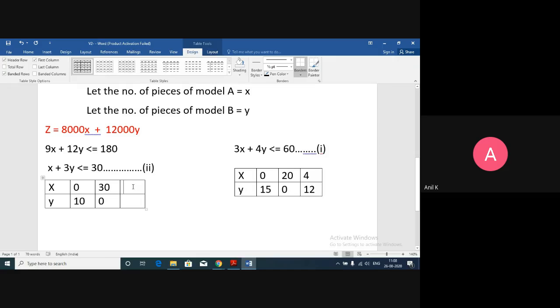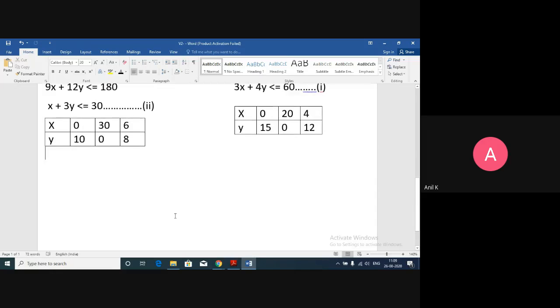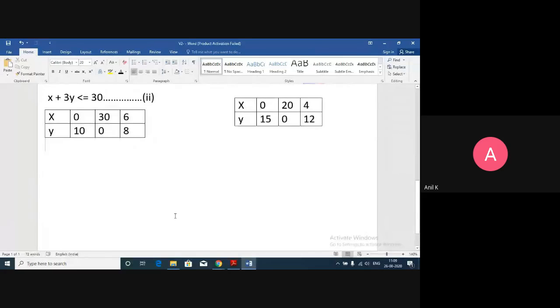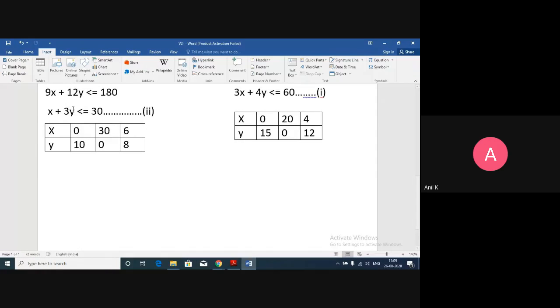If I take x value is 4, it will be 26, won't work. If x value is 6, yeah, x value is 6, y value will be 8. Again, try to avoid the decimal value so that it will be easy to represent on the graph. So let me try to draw the graph.